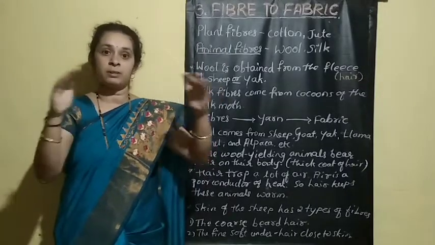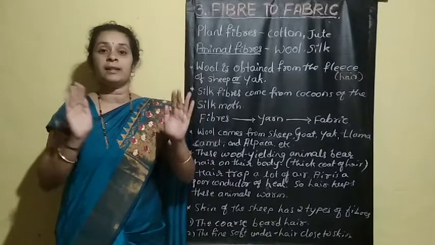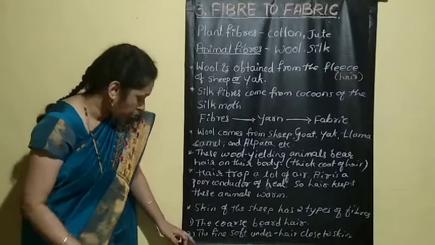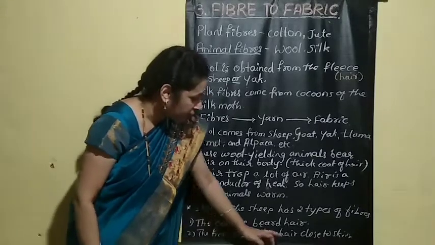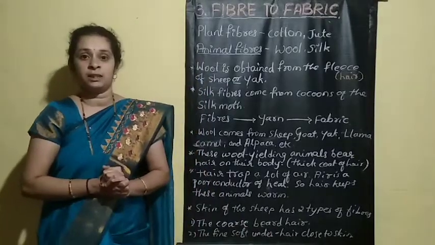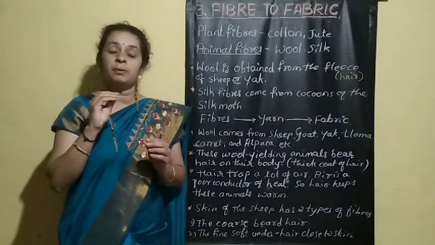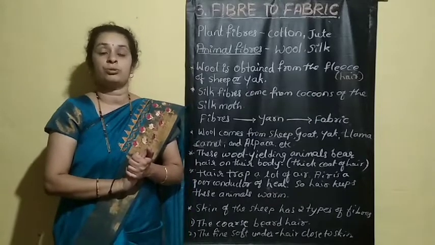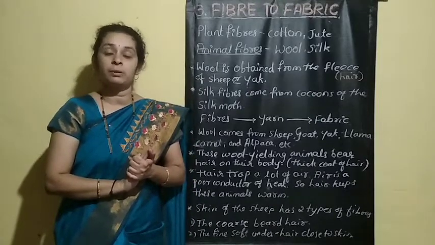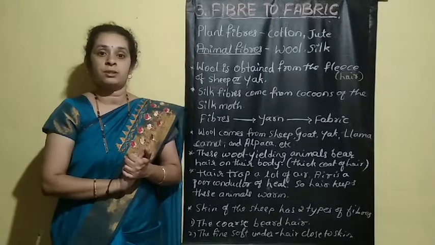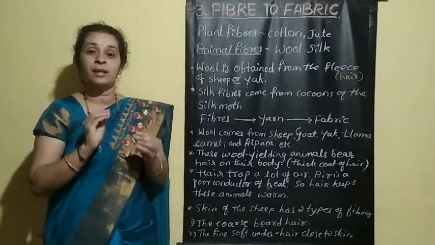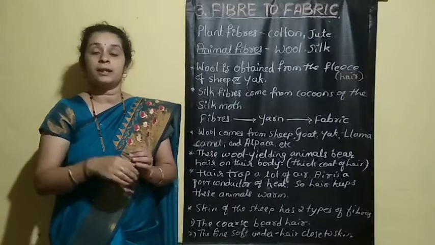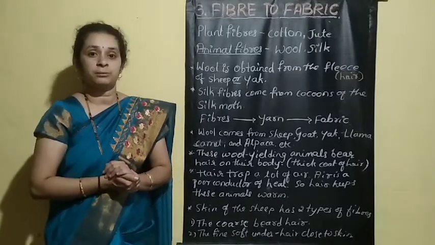When you see these animals, you will come across the coarse hair on the surface, and below that you will come across the fine, soft under hair close to the skin. The fine, soft hair closer to the skin is used to obtain wool, and that will be made into fibers.